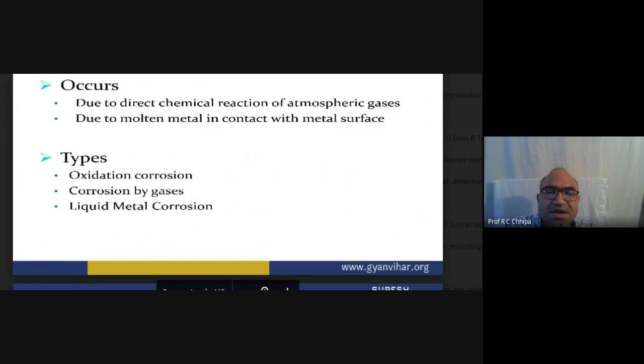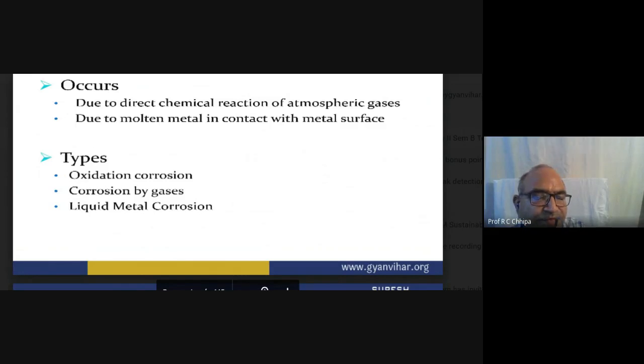Dry corrosion is due to direct chemical reaction of atmospheric gases with the metal surface. First one, oxidation corrosion, corrosion by gases. I have earlier discussed hydrochloric acid: hydrogen chloride gas is liberated. So the hydrogen chloride, where HCl is kept, is responsible for different corrosions.